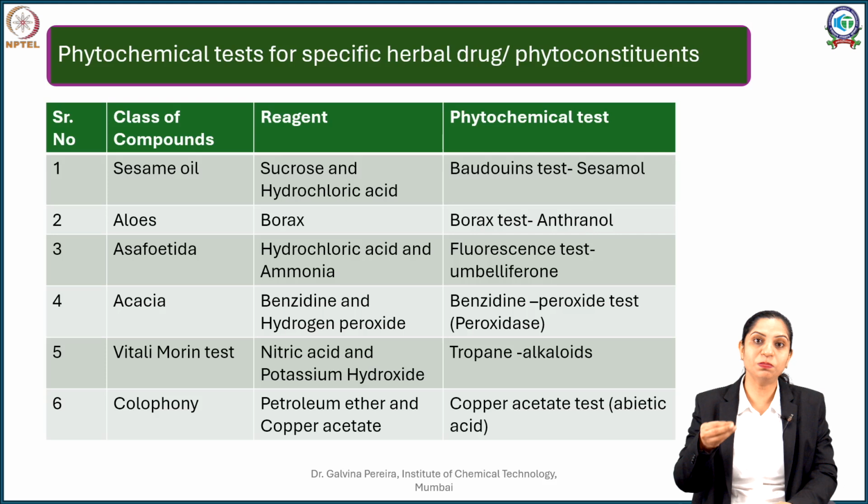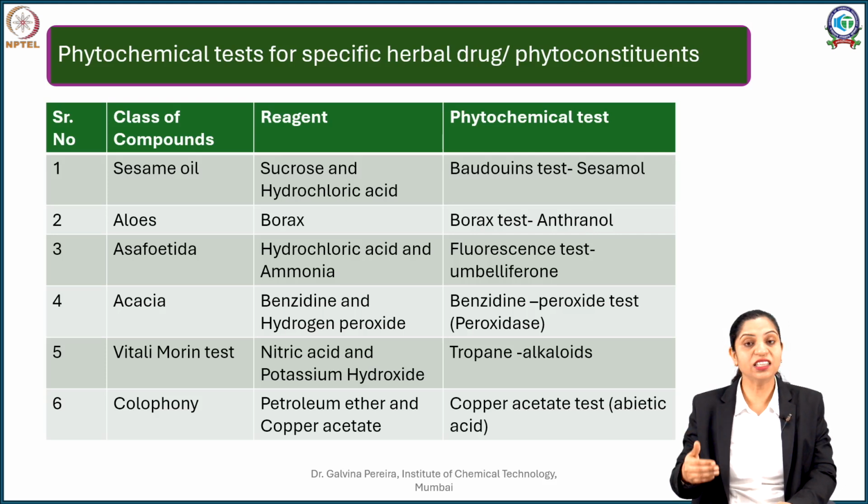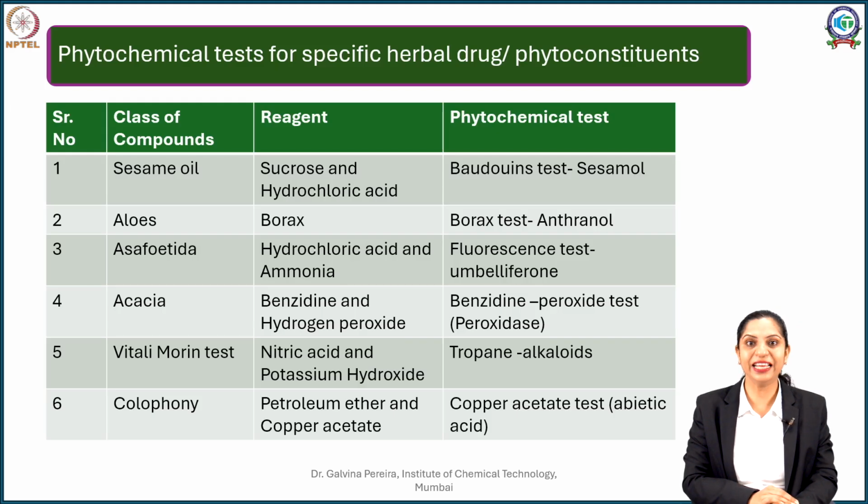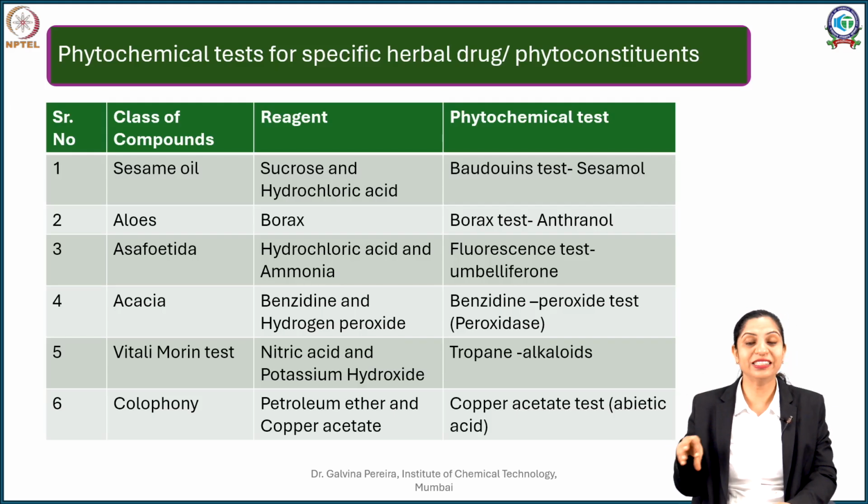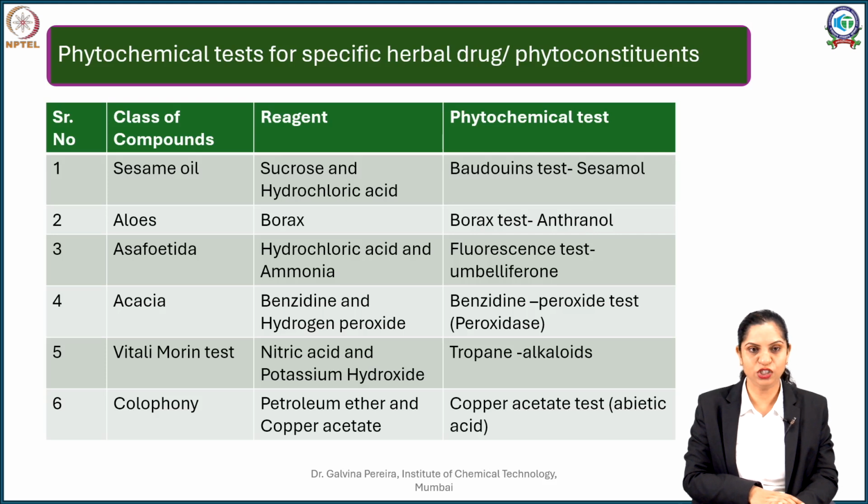Sometimes I need to be more specific and I need to move drug wise. So, some drugs answer some specific tests. That specific test will help me in ascertaining whether the sample given to me is genuine or not. Here are a few examples. Sesame oil gives you your Bowdoin's test. If you recollect, in this you take a little bit of sucrose and react it with hydrochloric acid, shake it for a while, keep it for 5 minutes, and you should get a reddish coloration.